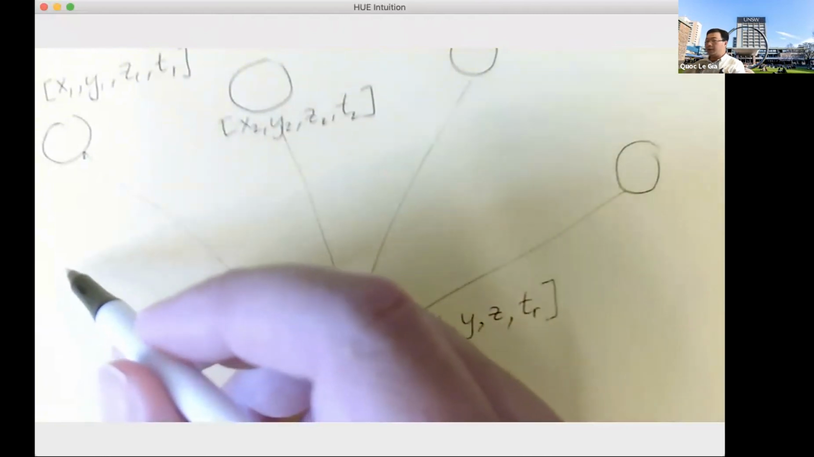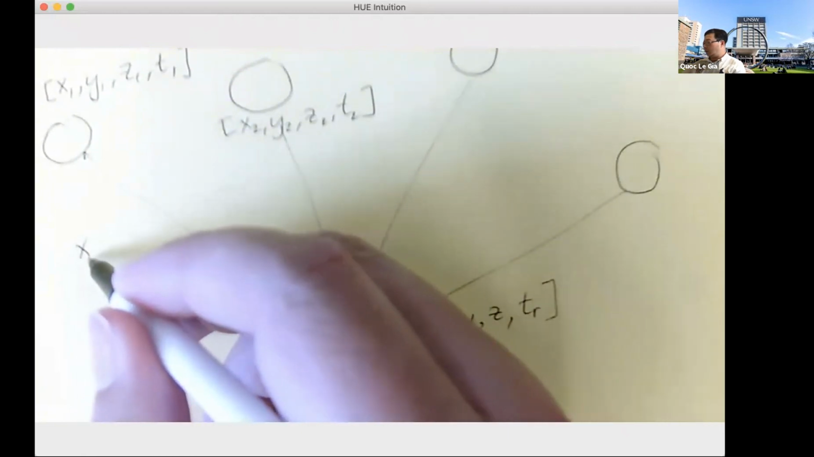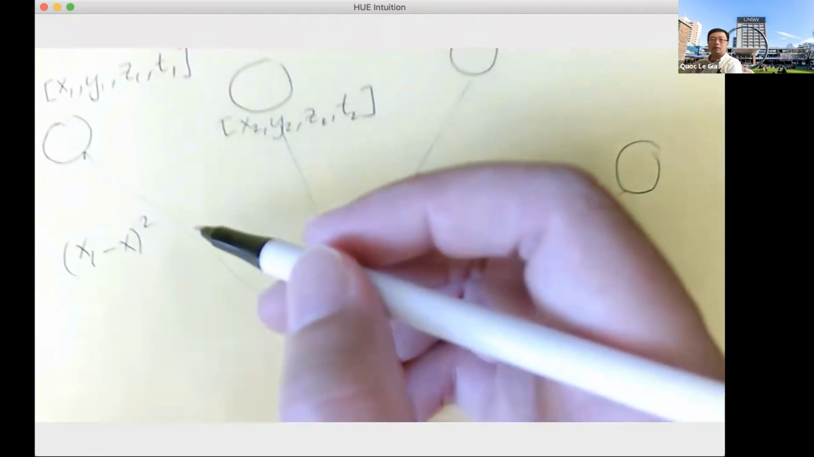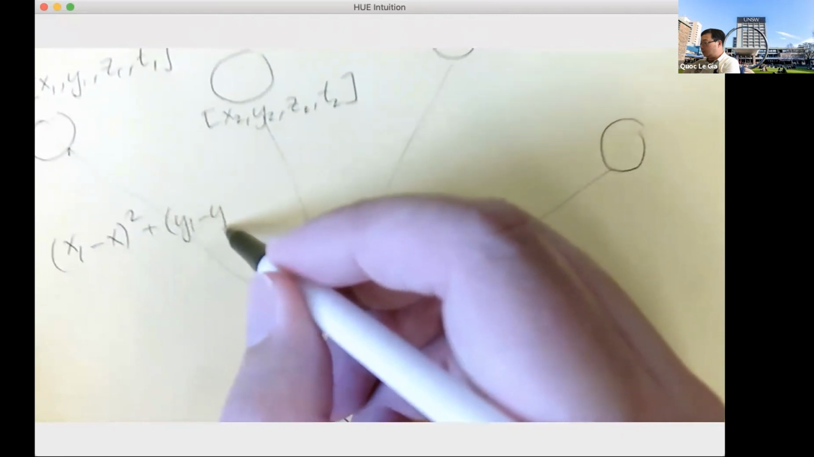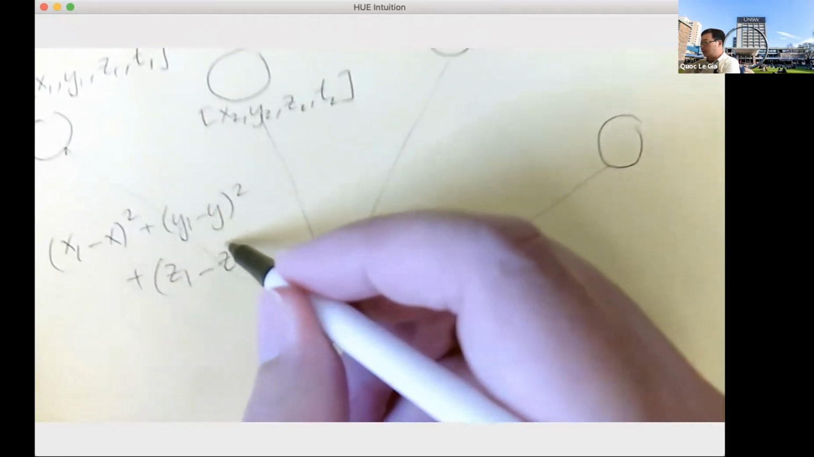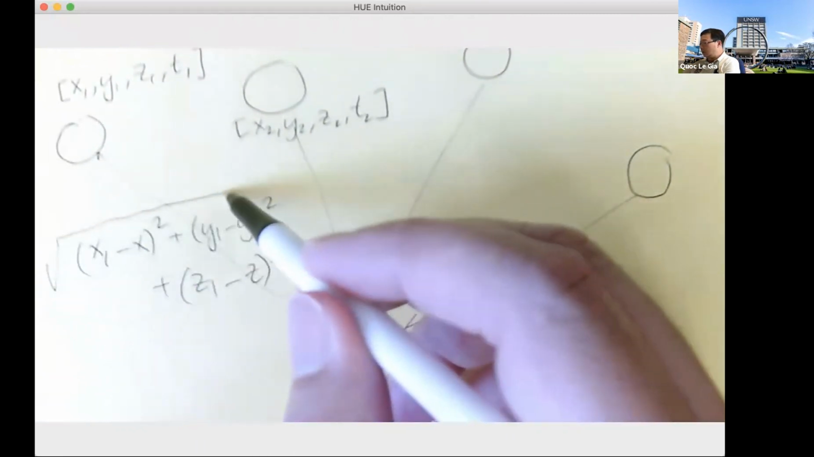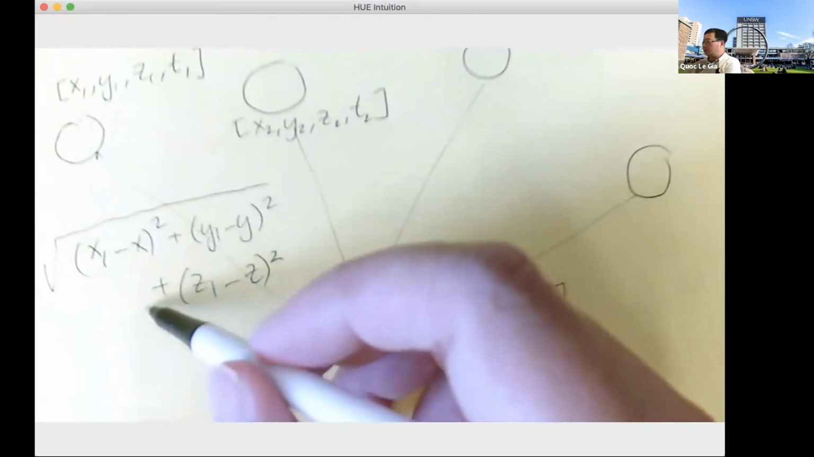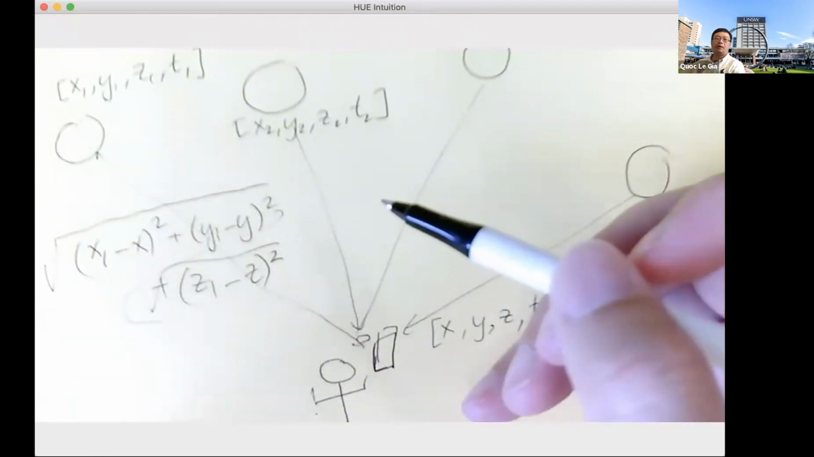The distance can be computed by x1 minus x plus y1 minus y plus z1 minus z square. Okay, so this is a distance. So the whole thing, take the square root, yeah. So this one gives you the distance, yeah. So I'll combine the square root, go down here.